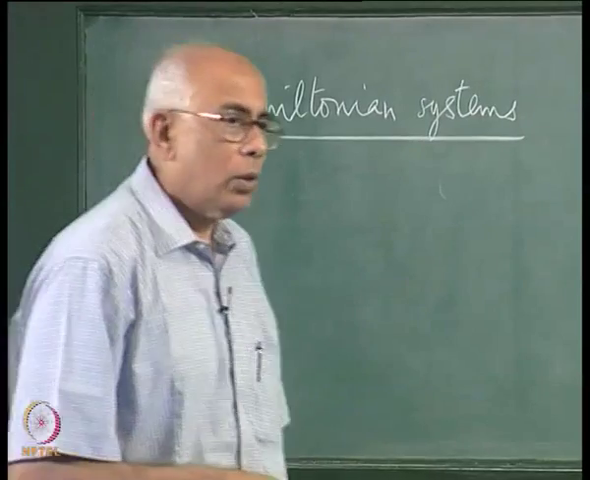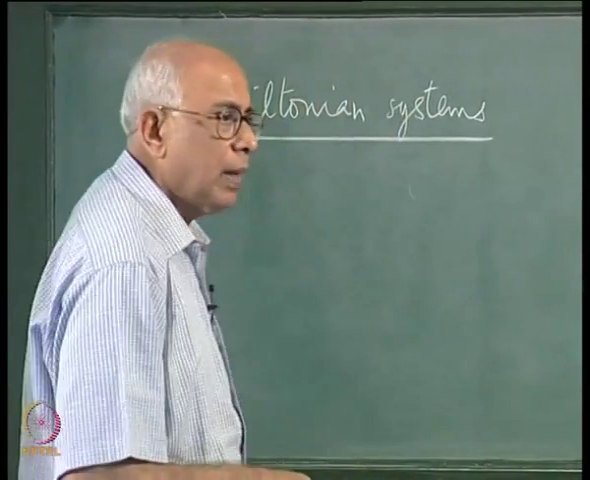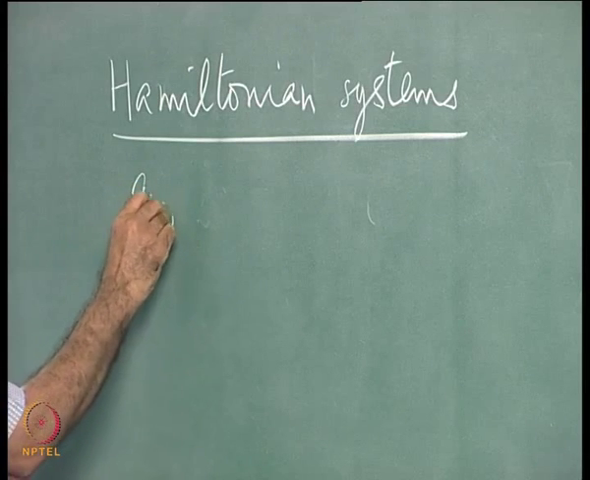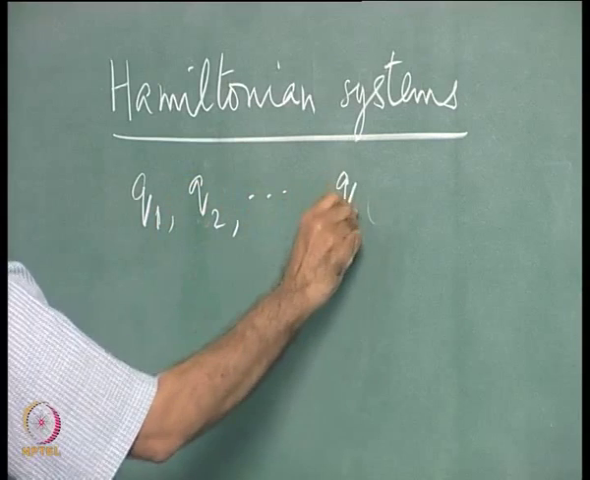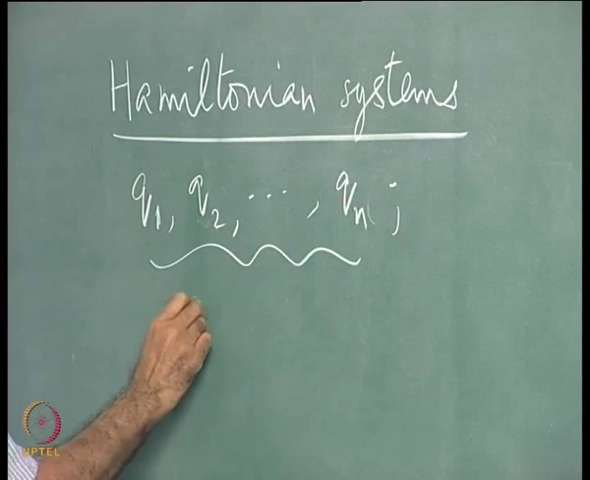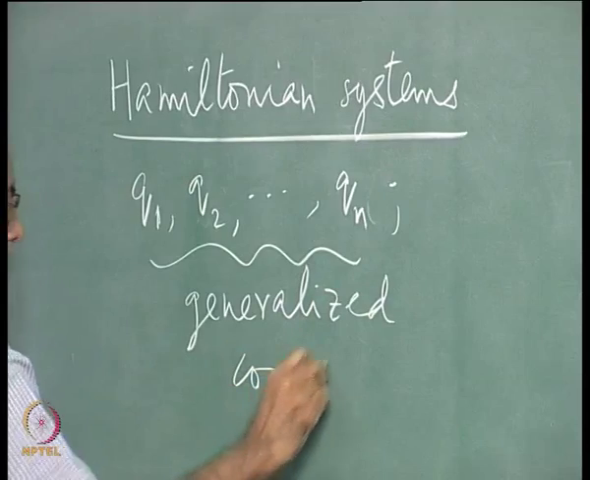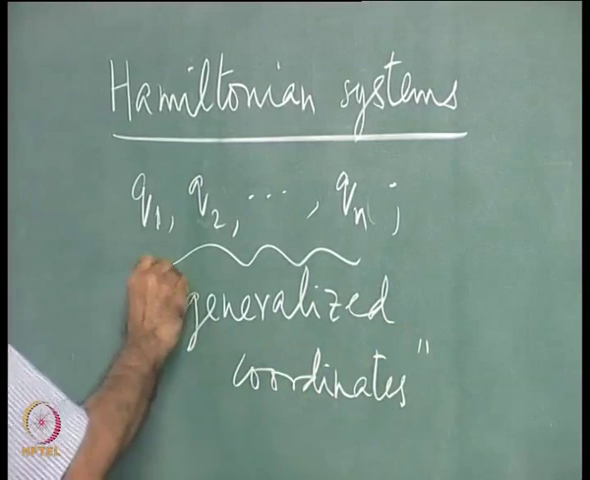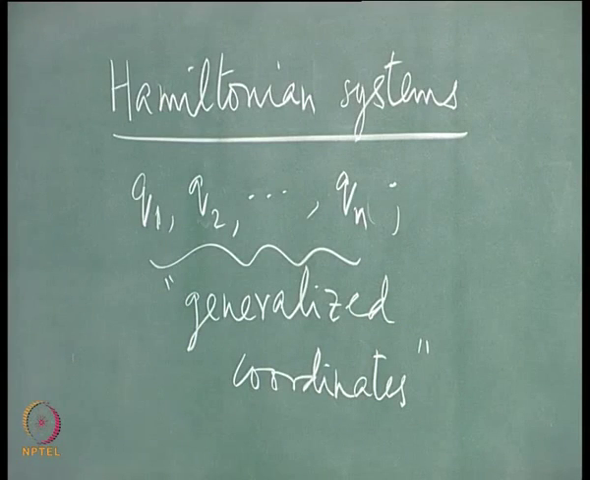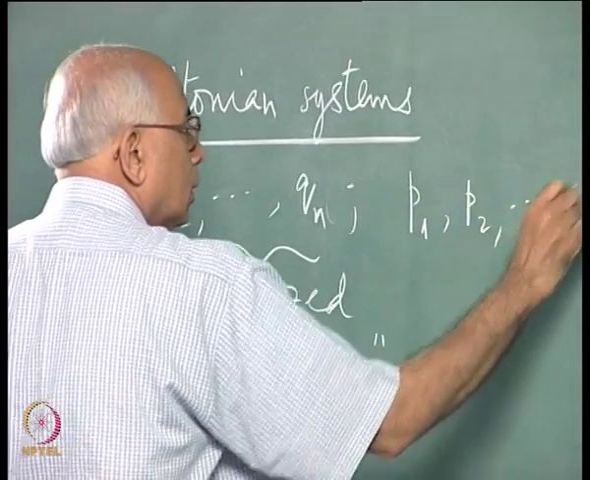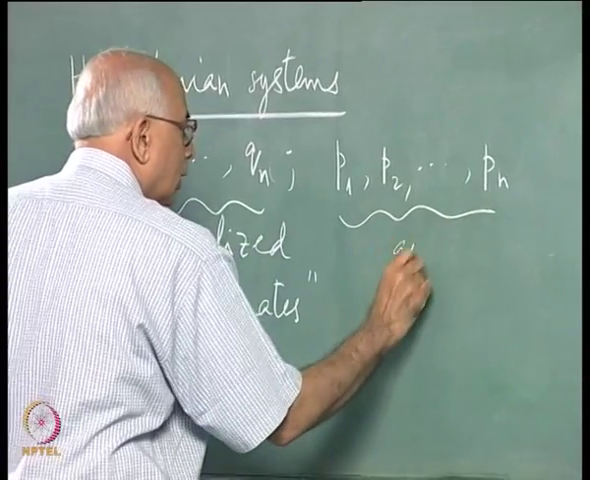These are systems which are always even dimensional in a very specific manner. They are described by a set of dynamical variables which occur in pairs, and therefore the total number of variables is always an even number. The first n variables are generally denoted by the q's, q1, q2 up to qn, and these are generally called generalized coordinates. And along with them go a set of variables p1, p2 up to pn, which are called generalized momenta.